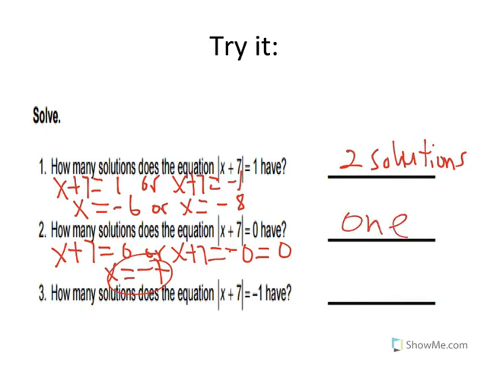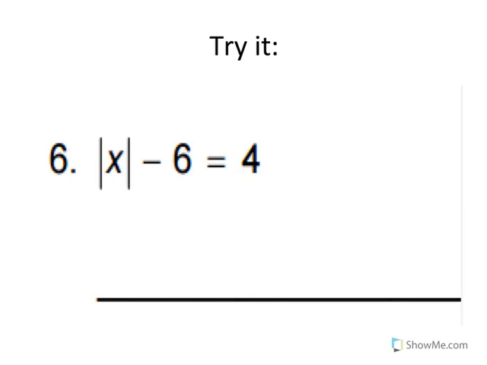Right? And here we have an absolute value plus 7 equal to -1. Well, remember that we said that for an absolute value, the answer will always be positive, right? But here we say that it's equal to -1, so this one we have no solution. Okay? Let's go on to number 7.